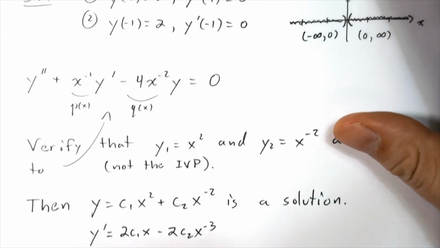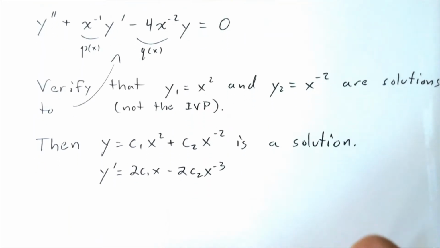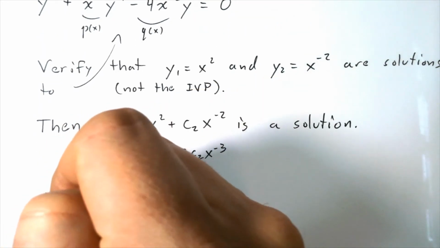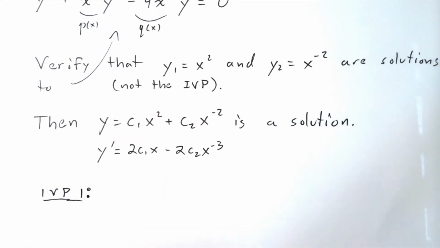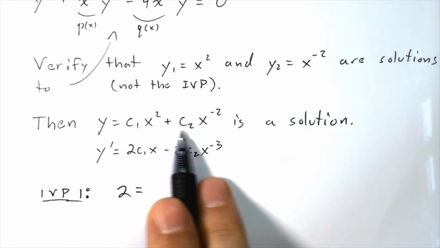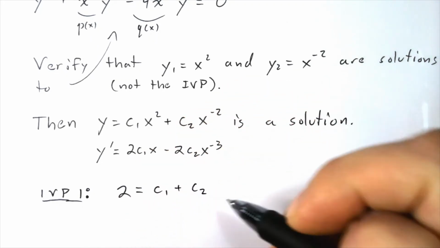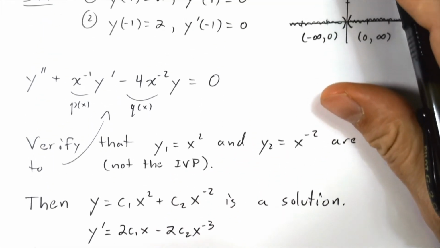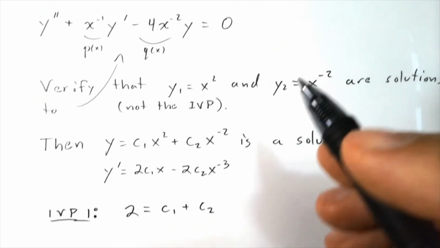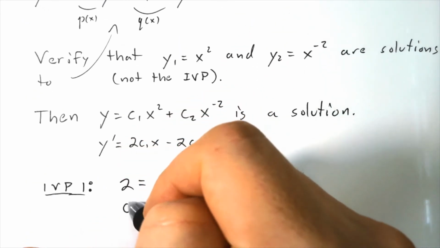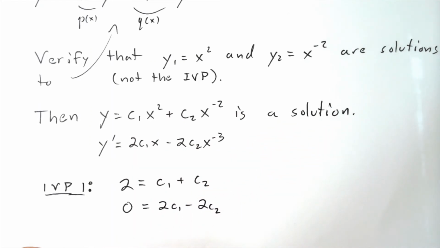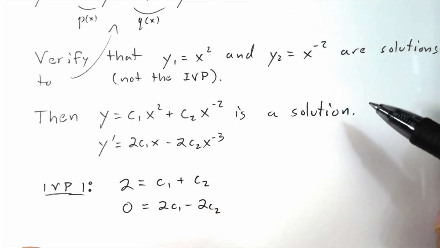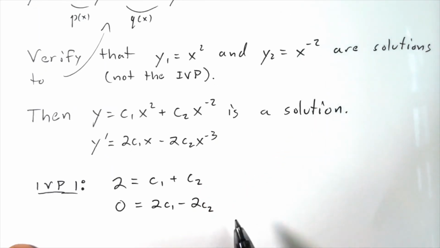Now, the condition that y of 1 equals 2, for initial value problem 1, says that 2 is equal to what we get when we plug in 1 here. So that's C1 plus C2. And the other part says that y prime of 1 is 0, so if I plug that in here, I get 0 equals 2C1 minus 2C2. So this is a system of two equations and two unknowns. Pause the video, solve this system for C1 and C2, and find out what they are.